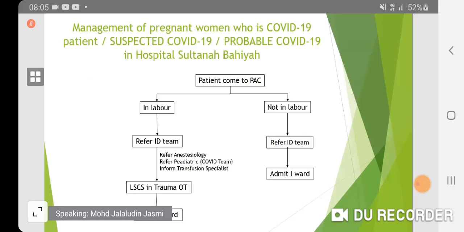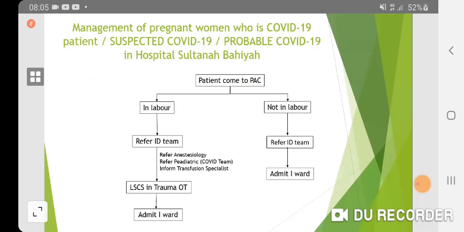Now we go to the management of pregnant woman who is COVID-19 patient or suspected COVID-19 or probable COVID-19 in our hospital setting. This also includes the non-pregnant woman, which is gynae case or oncological case. When the patient came to PHC, we should decide whether the patient is in labor or not in labor. If the patient is not in labor, we should refer them to the ID team, and the patient should be admitted to I ward if the patient is stable. If the patient is not stable, we should admit the patient in the ICU.